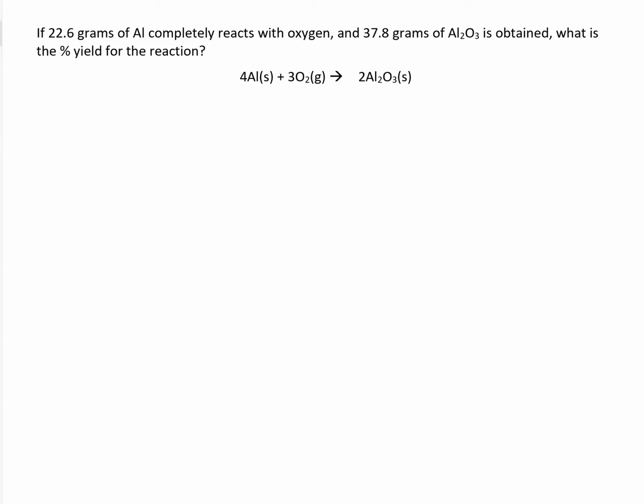Next, we have to check to see if we have a balanced equation. Again, in this case, yes, we do. We see we need 4 aluminums plus 3 oxygens to produce 2 aluminum oxides. So we can start with our aluminum. Again, it's a mass. It's a good starting point when working these problems. Grams is always a great place to start. And we've got 22.6 grams of aluminum.